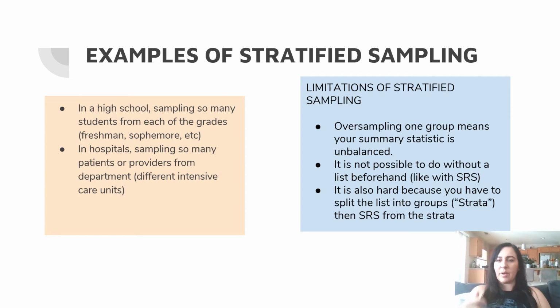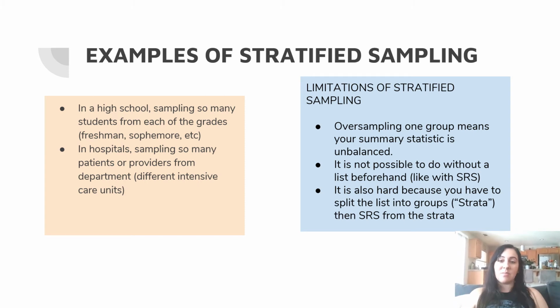But anyway, some more limitations of stratified sampling. It is not possible to do this without a list beforehand. You have to have a list. It can't be like SRS, where you can technically, even though it may not be advised, sample as you go a little bit. That would be sloppy, but it's possible to do. It's not even possible to do that with stratified sampling. You have to have your population and your individuals all ready to go.